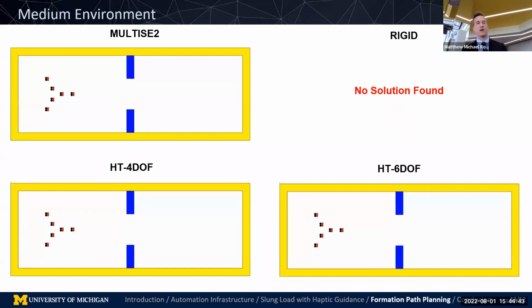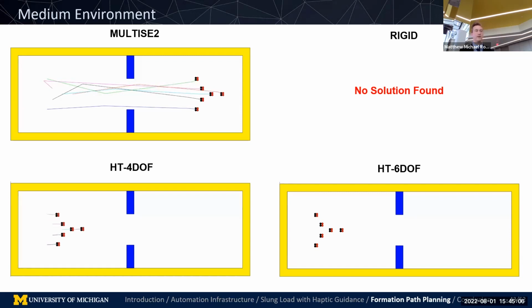For the medium environment, there is a narrow passage that requires the system to actually scale down. It cannot maintain that initial rigid formation, so the rigid is unable to finish. However, multi-SE2 was able to find a solution. As you can see, all the vehicles go independently. And because it's only been 1 second, RRT star isn't that optimal at this point. If we let it go forever, it would become very optimal. The 4-degree of freedom is able to very quickly scale down, get through, and scale back up. Same thing with the 6-degree of freedom.